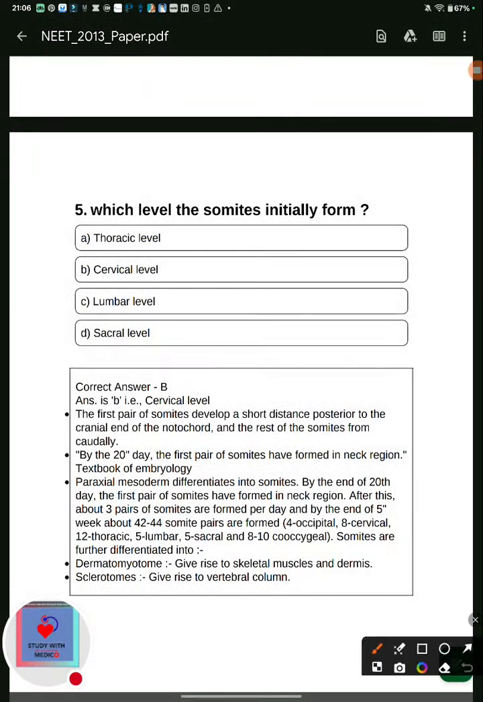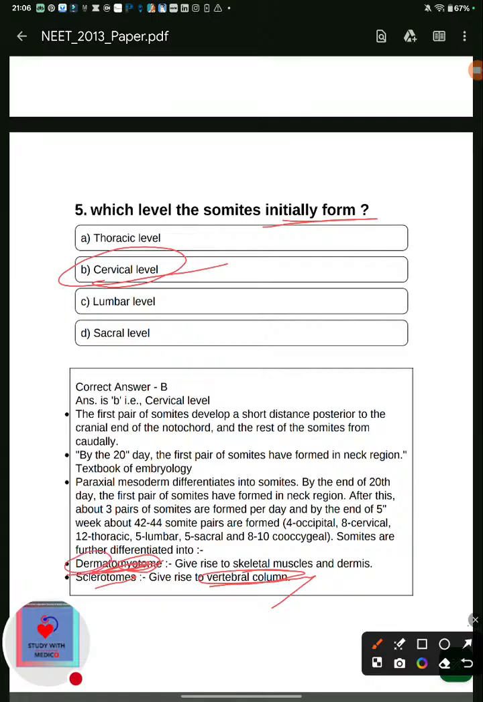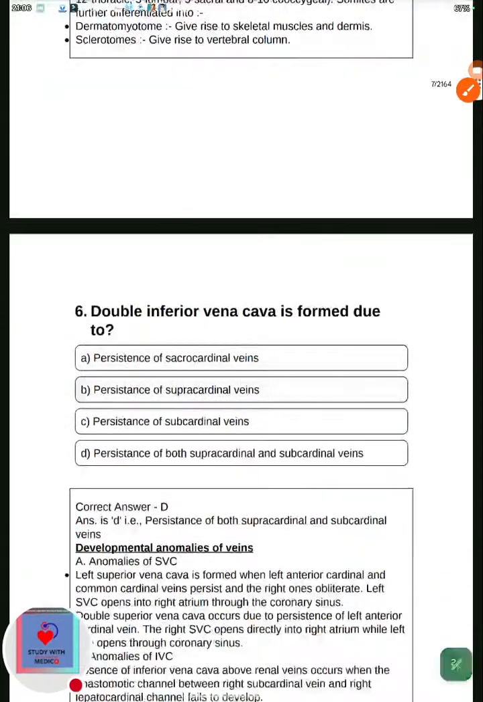Okay, at which level do somites first usually form? In the cervical level. So the sclerotome forms the vertebral column, the skeletal column, and the dermomyotome, myo meaning muscle and dermo meaning skin, will form skin and muscle.